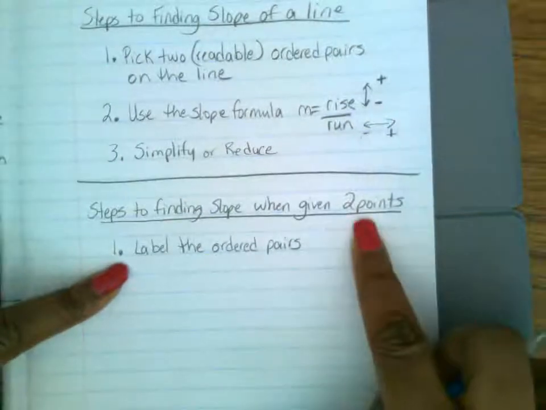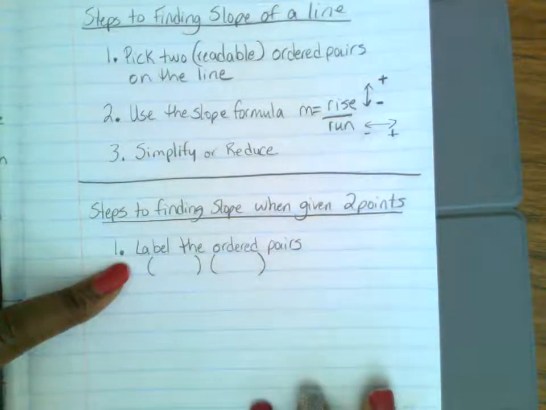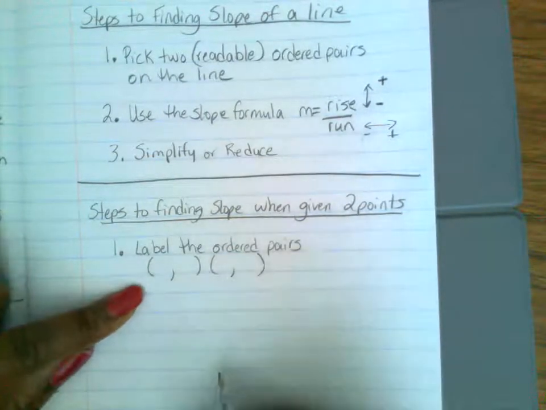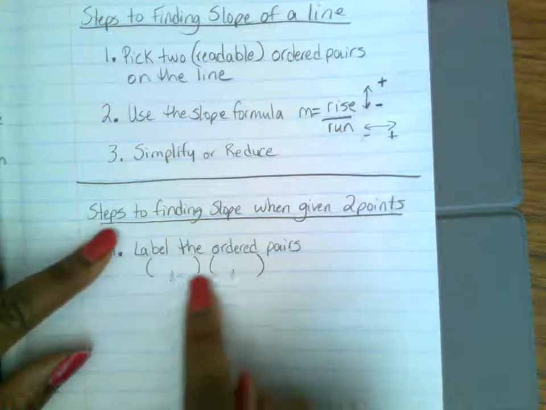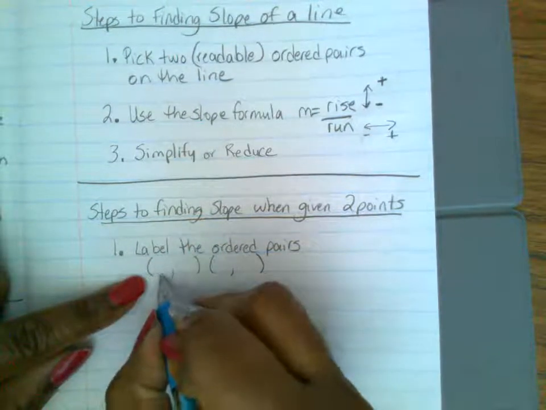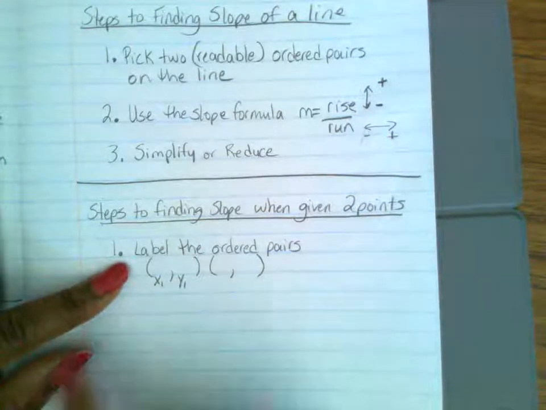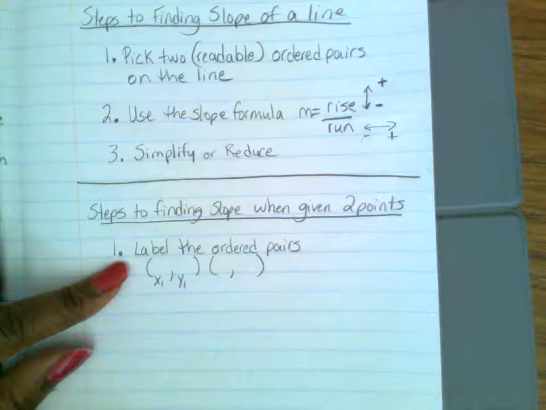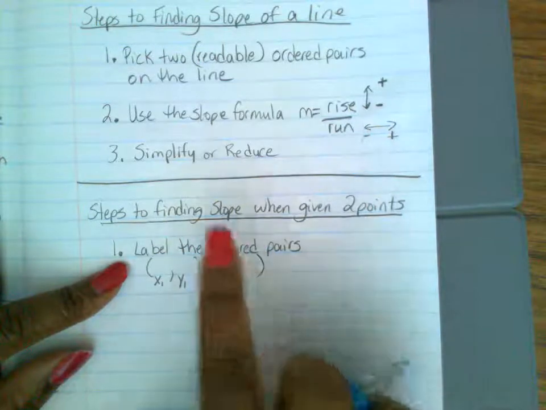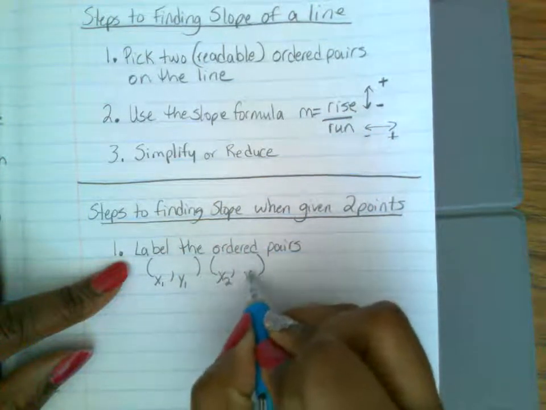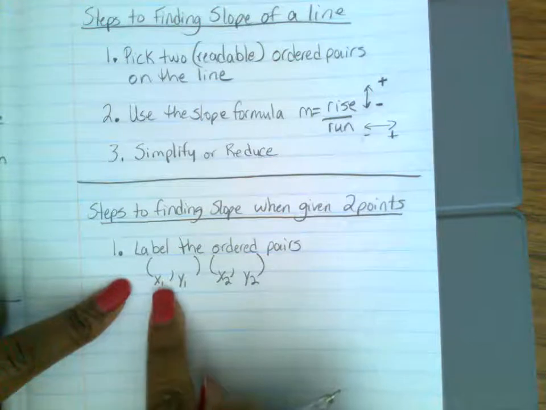Okay, there are 2 ordered pairs or 2 points. So when you're labeling your ordered pairs, you have 2 x coordinates and 2 y coordinates. So this first point you label as x1, y1. This is your first ordered pair. So it's x1, y1. Your second ordered pair you label as x2, y2. Any questions about how to label your ordered pairs?